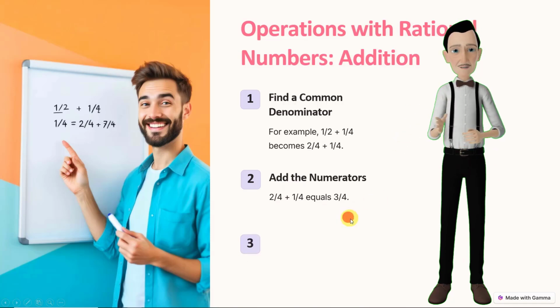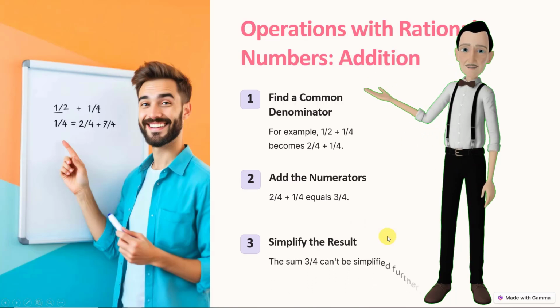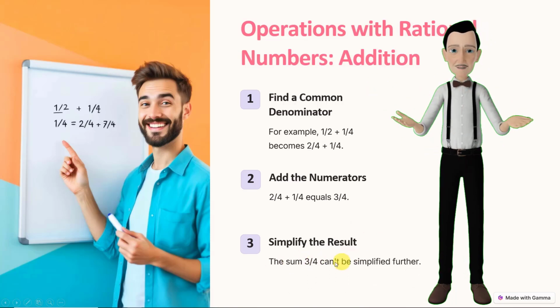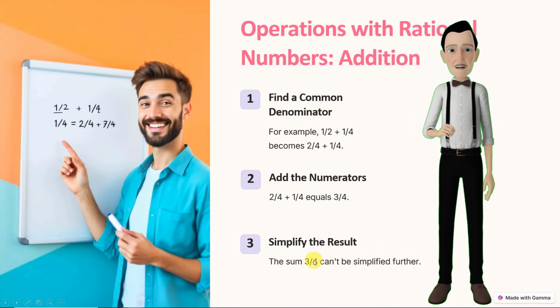The third one, of course, simplify the result. Guys, that is so important, right? Like 3/4 can't be simplified any further. It's in its simplest form. But always make a fraction into its simplest form.